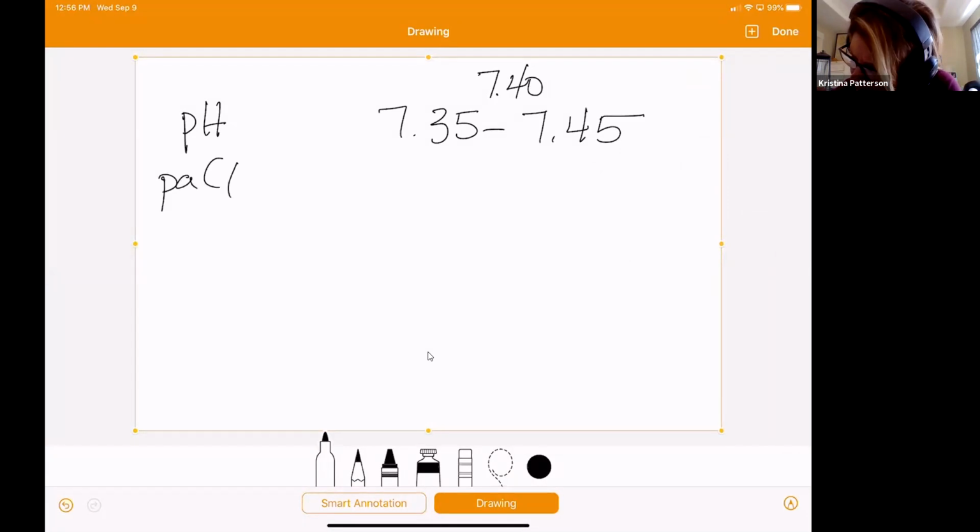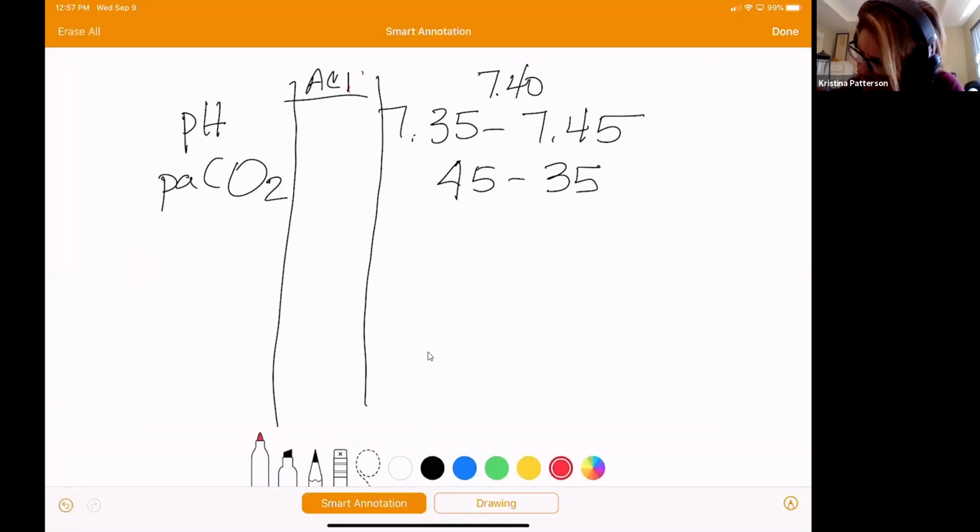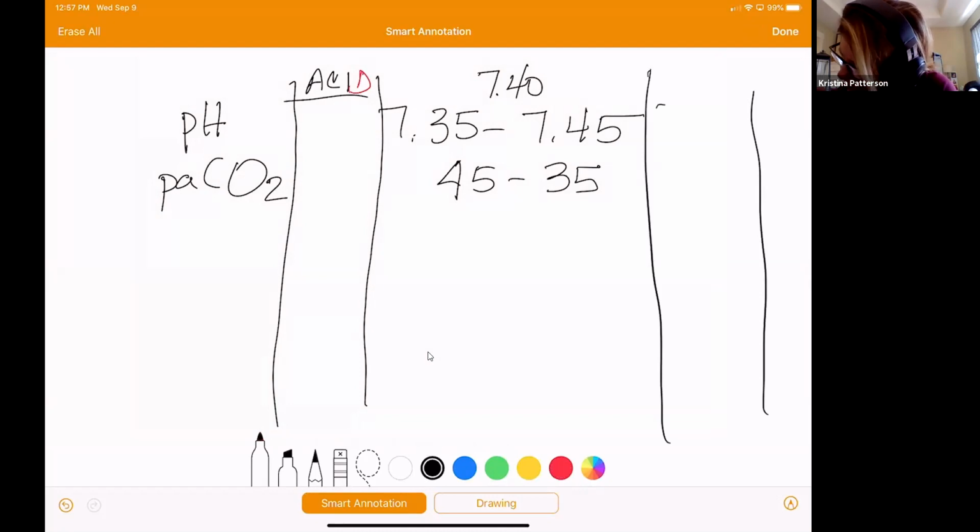Next we have our PaCO2. Normally, remember I said the norms are 35 to 45, but they're kind of opposite, so to make things easier I write it as 45 to 35. Basically, I'm setting it up so that anything that resides on this side is going to be acid, and anything that resides on this side is going to be alkaline.